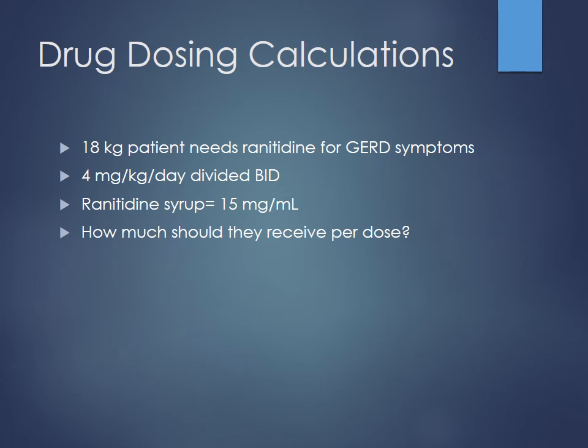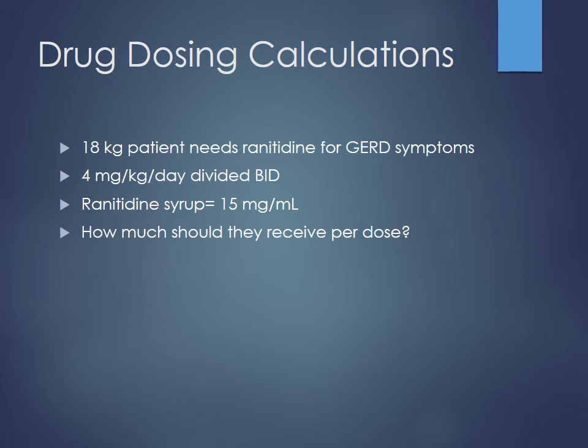Zantac, right? We're giving it for some GERD symptoms. We'll talk about some GI stuff a little bit later. But he's going to be getting 4 milligrams per kilogram per day, twice a day. The syrup comes as a 15 milligram per mL concentration. So how much should they receive per dose?